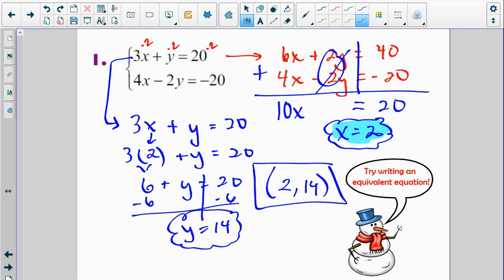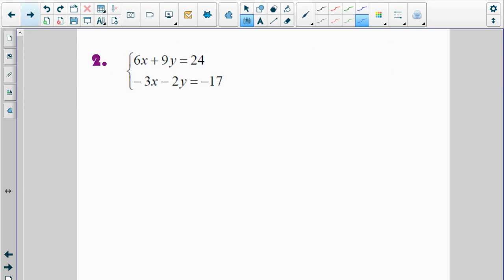Let's take a look at another example. Okay, I want you to just take a moment to think about what could you multiply one of the equations by so that elimination would work.